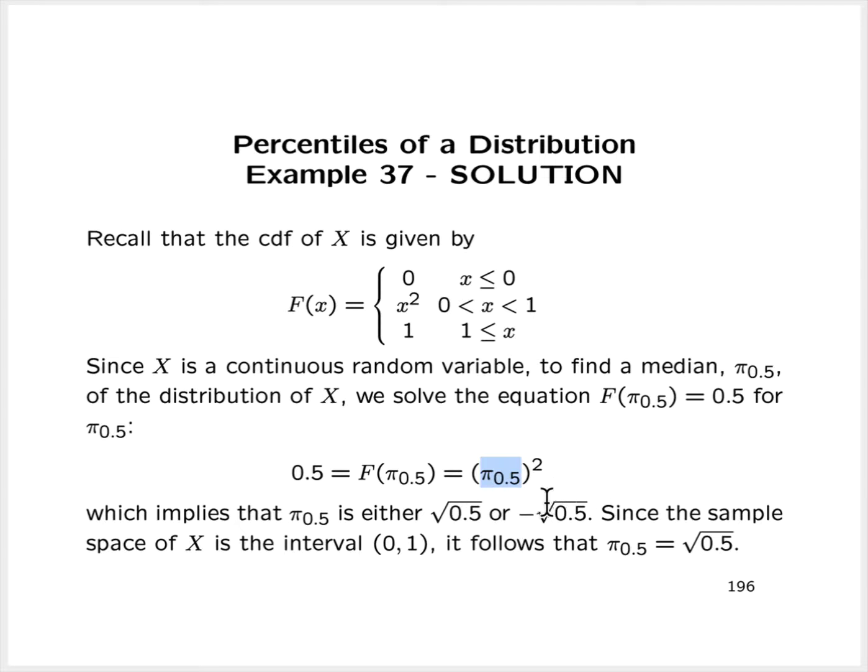Now, the negative value cannot be the median because the sample space of x is the interval from 0 to 1. So it would be impossible for a negative value to be the median of this distribution. And so it must be then that the median of the distribution, pi sub 0.5, is equal to the square root of 0.5, or equivalently, the square root of 1/2.